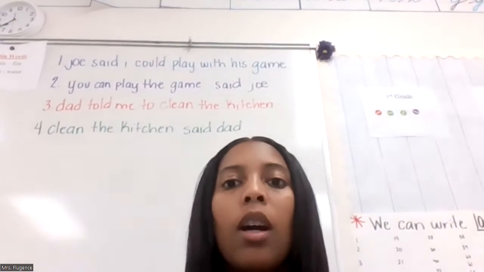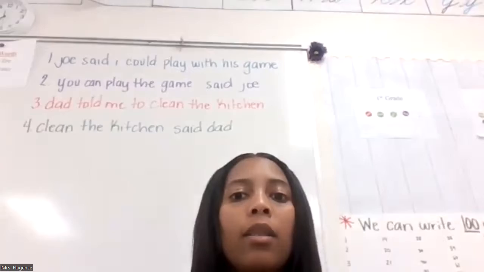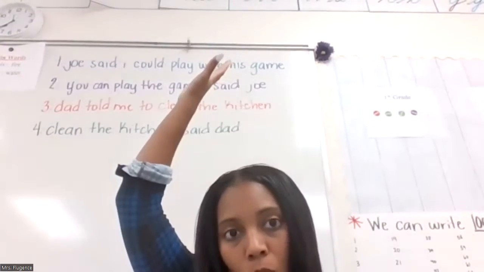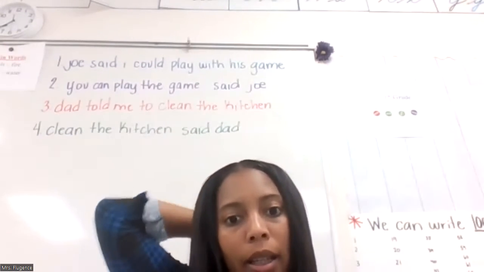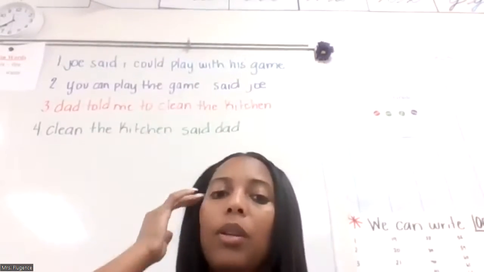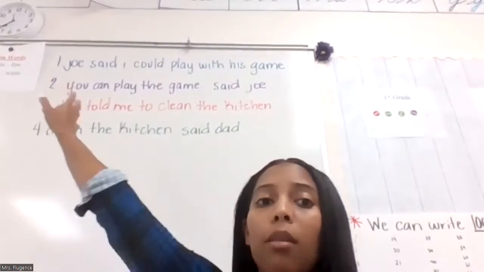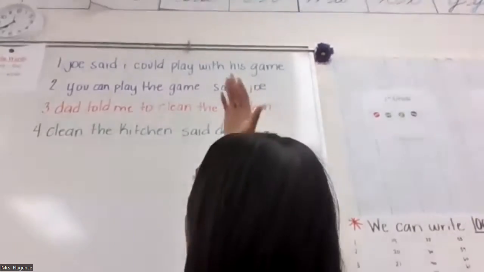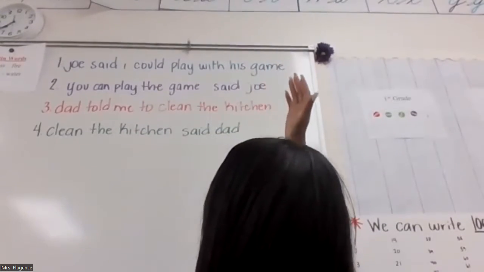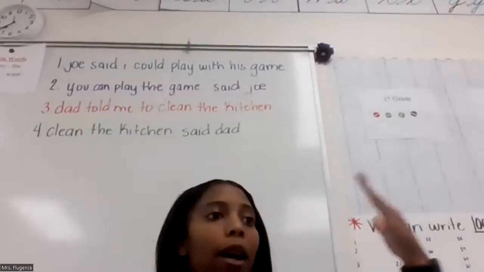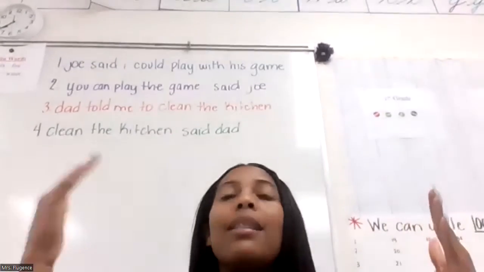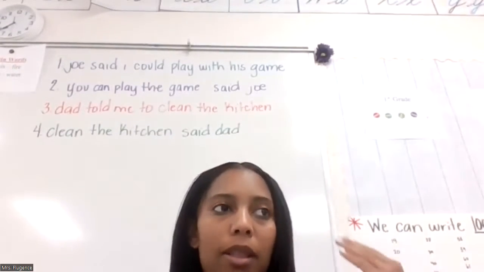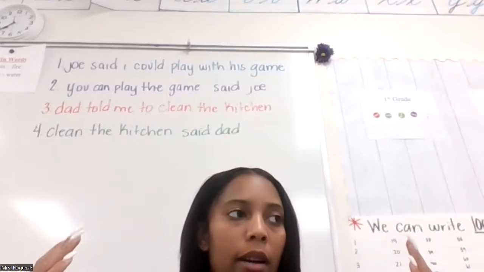Okay, all right, so let's go ahead. I have some sentences here, but I want to do them one at a time because I'm going to explain how it'll work with each one, okay? So let's just start with number one right now, only number one. So it says, Joe said I could play with his game. Would this be direct quotation or indirect? Joe said I could play with his game. Would this be direct quotation or indirect?